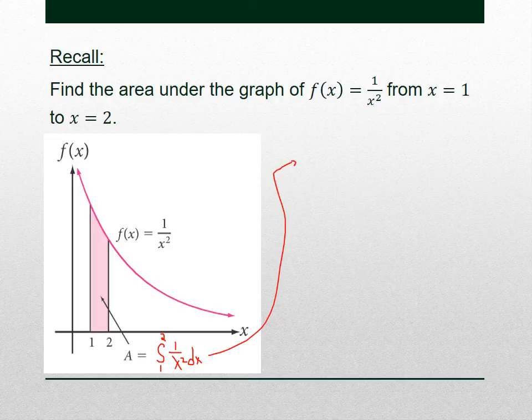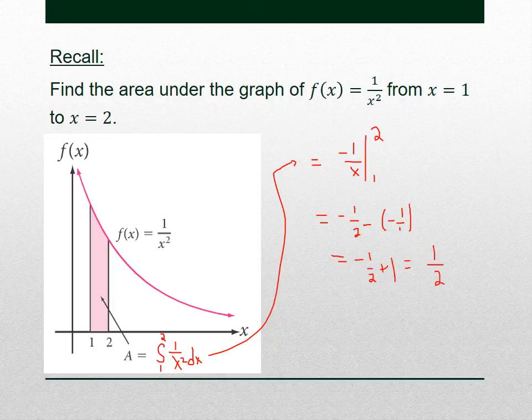Well, we already found that antiderivative, and it's negative 1 over x. Because this is a definite integral, we don't need the plus c. And that's going from 1 to 2. And what do we get there? Well, that's minus 1/2 minus negative 1 over 1. So what do we really get? It's negative 1/2 plus 1, which is 1/2.